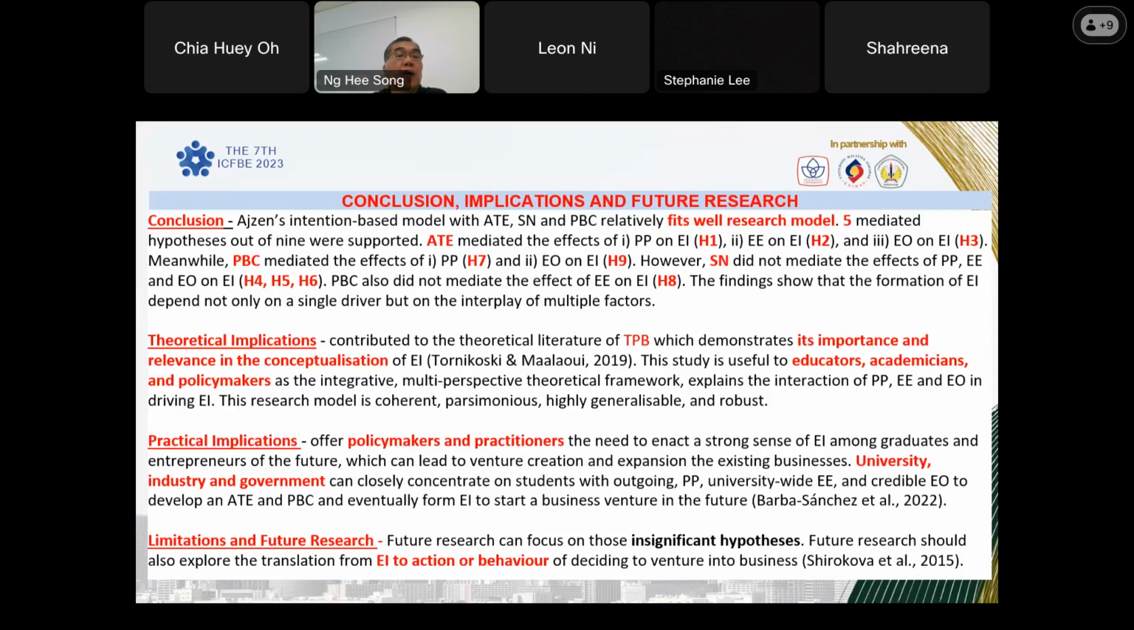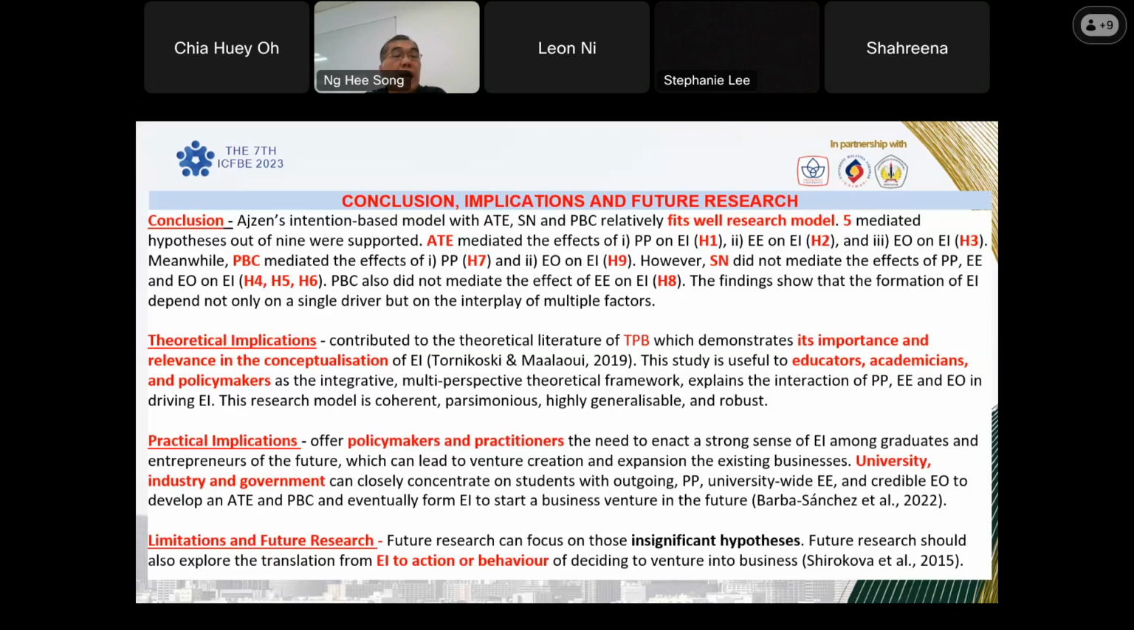Okay, so that will be a good area for future research. For those hypotheses which are not supported, maybe there's ground to do more research, to see the exact mediating link between the IV and the DV. Okay, so theoretical implication.